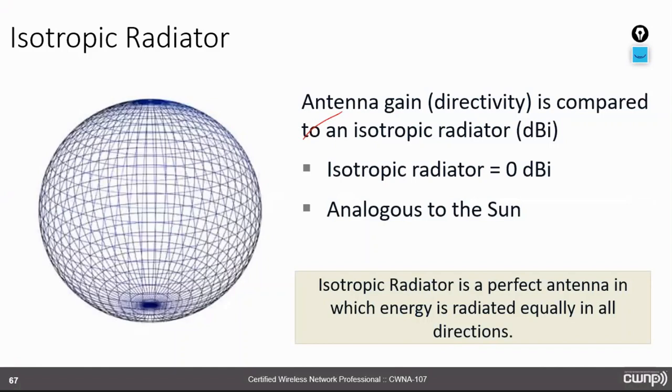Go outside and see the sun. The sun is also isotropic because the sun radiates its energy equally in all directions. So you can think of an isotropic antenna as one that tries to radiate its signals equally in all directions, right? So this is the theoretical part actually.